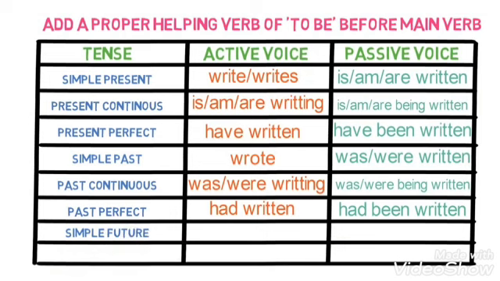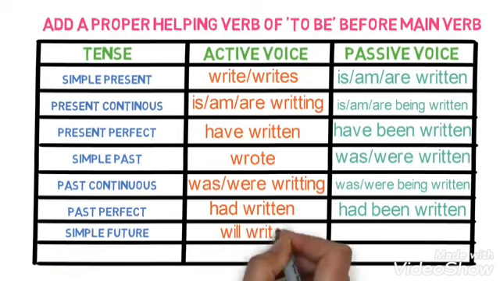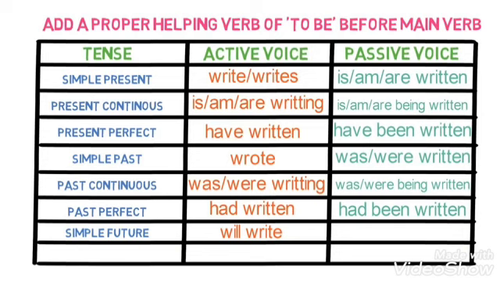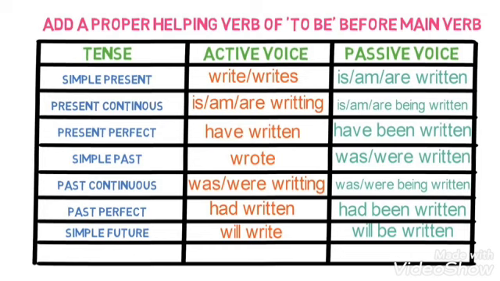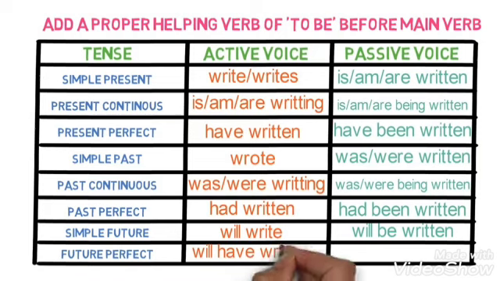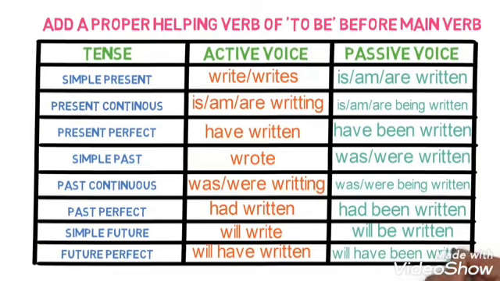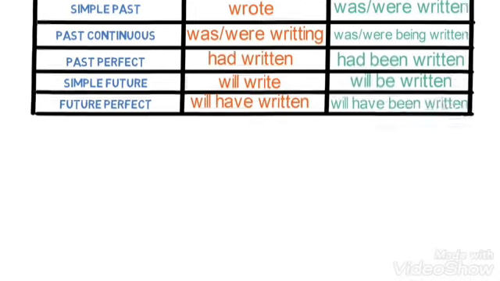In the simple future tense, the active voice is will write. In the passive voice, will be written. The future perfect tense: the active voice is will have written. In the passive voice, will have been written. This is the chart you should carefully observe and learn. Add a proper helping verb of to be.